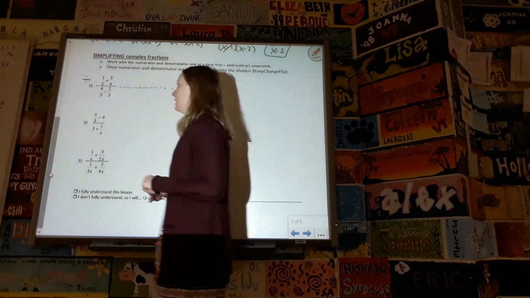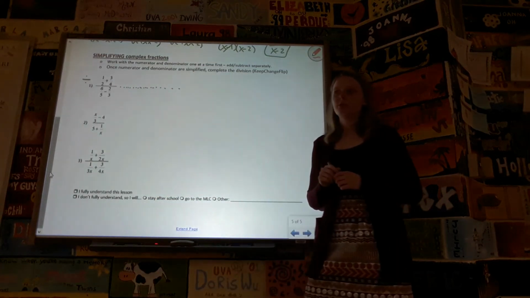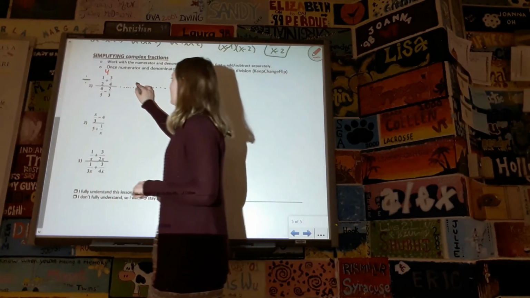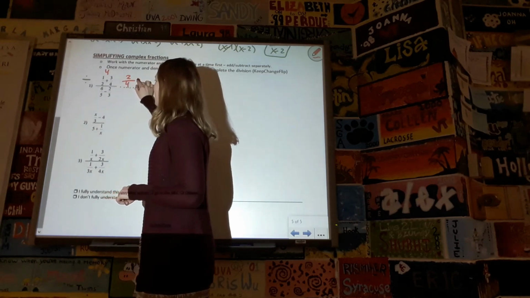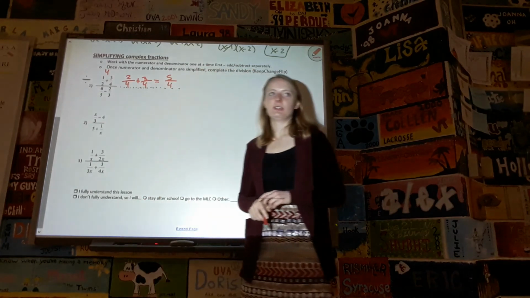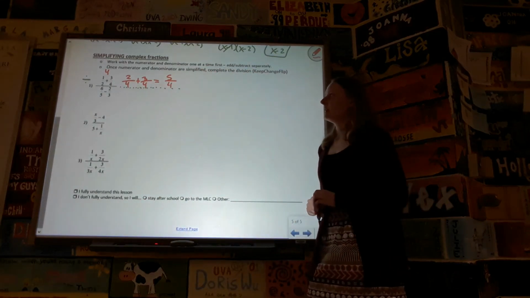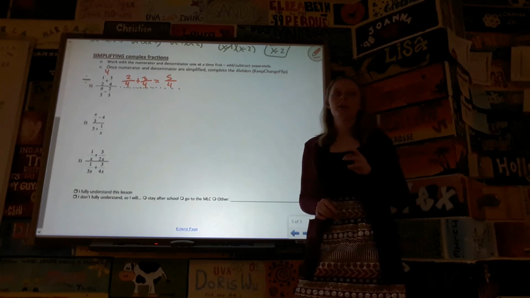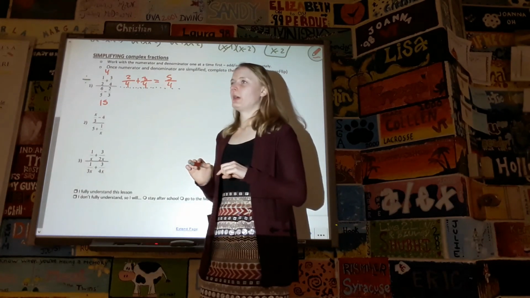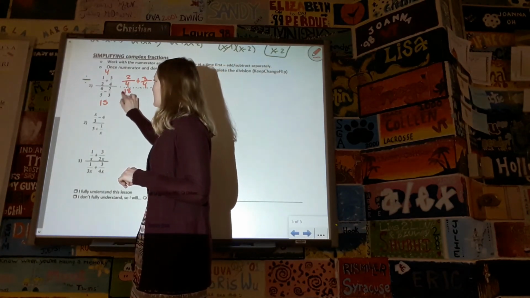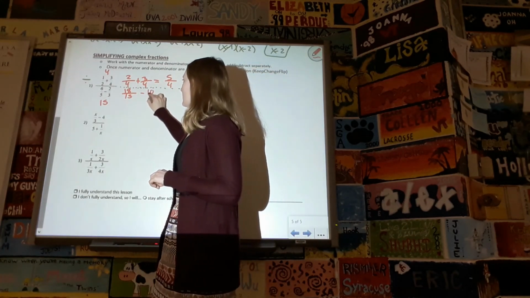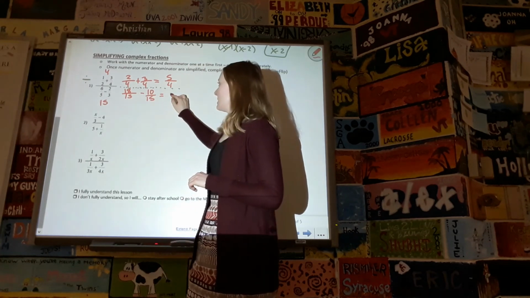So looking at the numerator, what would the common denominator be between those two? 4. So then I multiply the first fraction by 2. That becomes 5 over 4. Simple enough, right? Alright, what about the denominator? What's the common denominator between 5 and 3? 15. So then I multiply the first fraction by 3. That gives me 18 over 15. And the second fraction I multiply by 5, so it gives me 10 over 15. 18 minus 10 is 8.